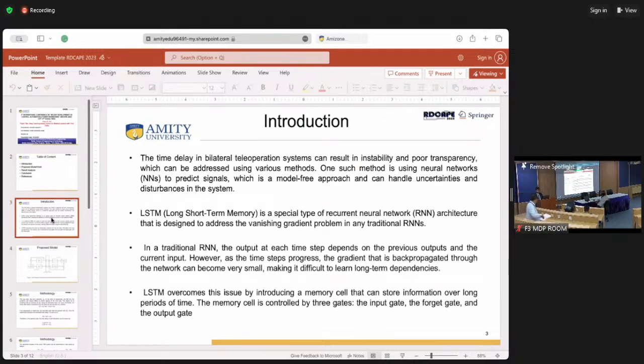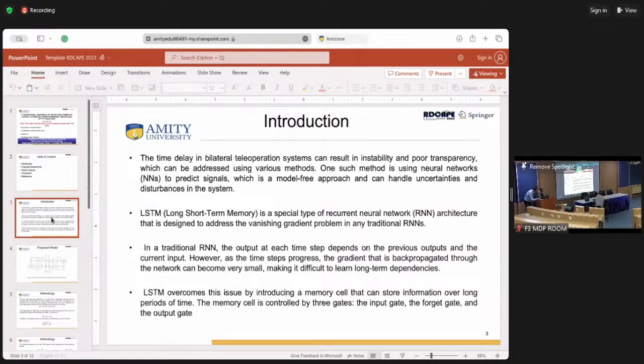In the introduction, time delay in a bilateral teleoperation system is a great issue in the field of teleoperated robotic systems, because with time delay we face issues regarding instability and transparency, and the system becomes unsynchronized. The aim of a bilateral system is complete synchronization between the two systems, master and slave. But due to this time delay, many problems occur.